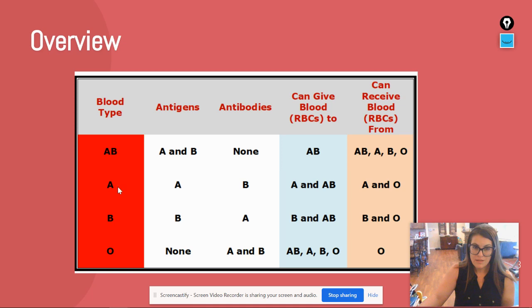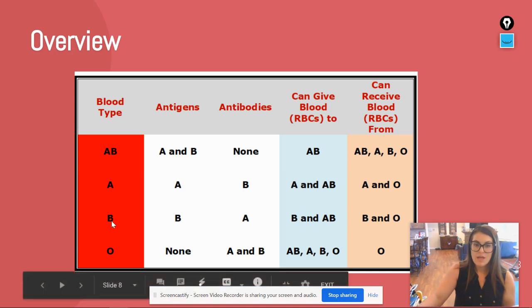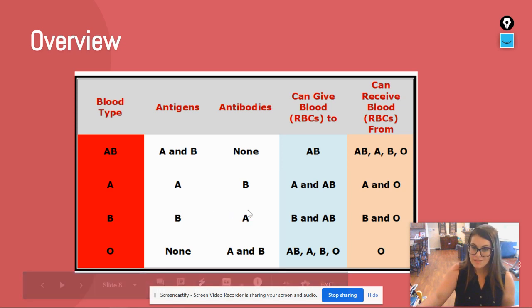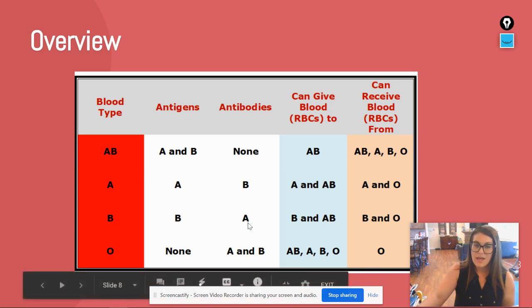Someone with A blood, again, would have A antigens. That's how they're named. And you make the opposite antibodies for what you have on your blood cells. So they have B. Okay. And so on. So type B blood is called type B blood because it has B antigens. It makes you make the opposite antibodies. And so that means that they have A antibodies.